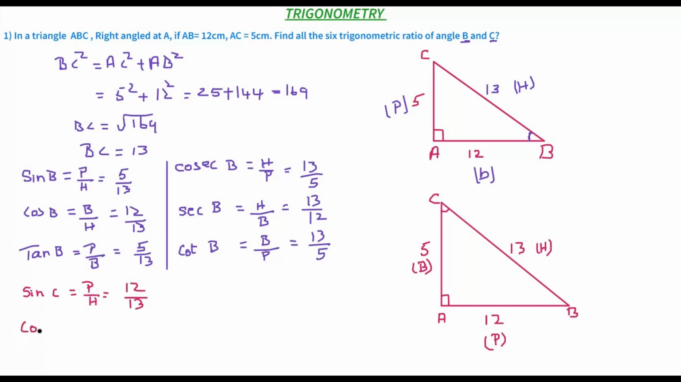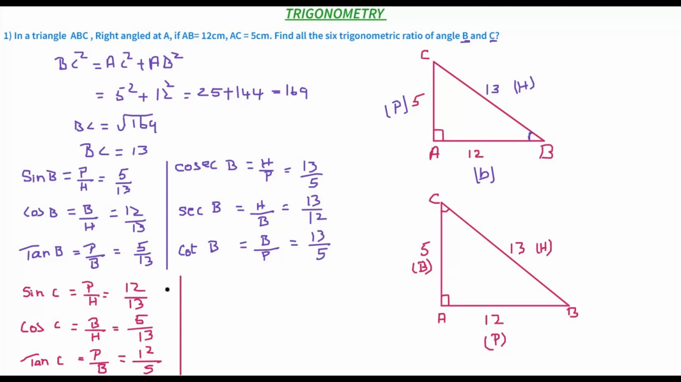And now let's find cos C. Cos C, which is base by hypotenuse, which is equal to, what's our base? 5. 5 by 13. And then tan C. Tan C is perpendicular by base. So perpendicular is 12. 12 by 5. Easy. The same thing we are going to repeat, but with a different base and different perpendicular.